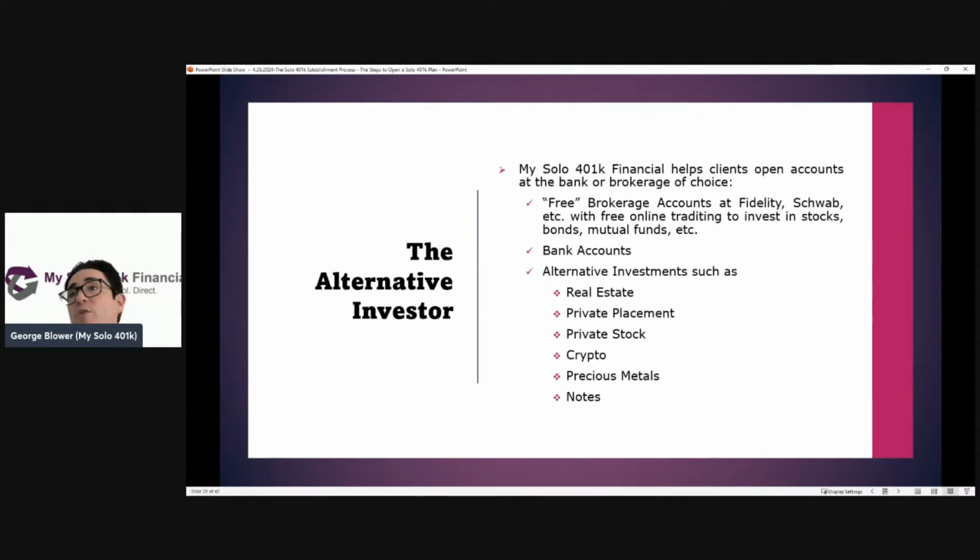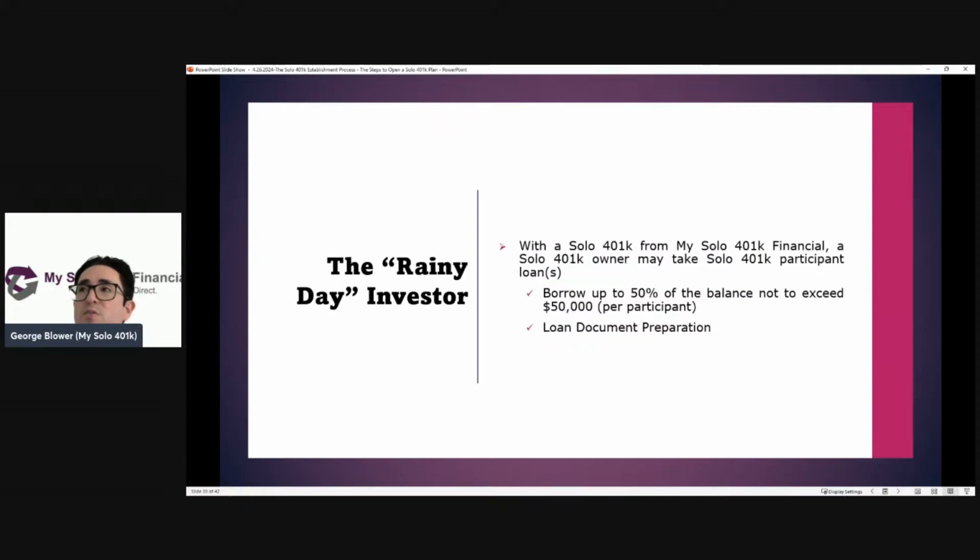Another great use case would be the alternative investor, right? So a lot of our clients want to invest in alternative investments, whether that's real estate, private placements, private stock, cryptocurrency, precious metals like gold, notes. They also might want to do both, right? So that's totally fine, because we'll help them open up accounts also at a brokerage, where they're also investing in maybe stocks, bonds, mutual funds, maybe certificates of deposit. So someone that really wants to have a diverse type of investments in their solo 401k is going to be attracted to our type of solo 401k plan that allows for these types of investments.